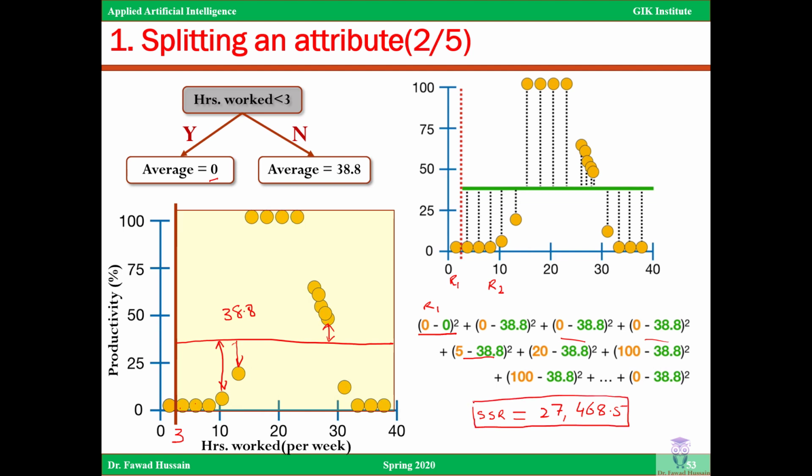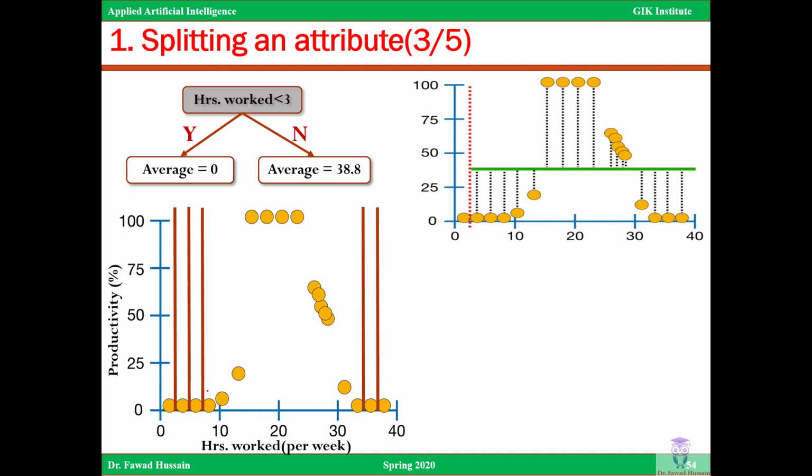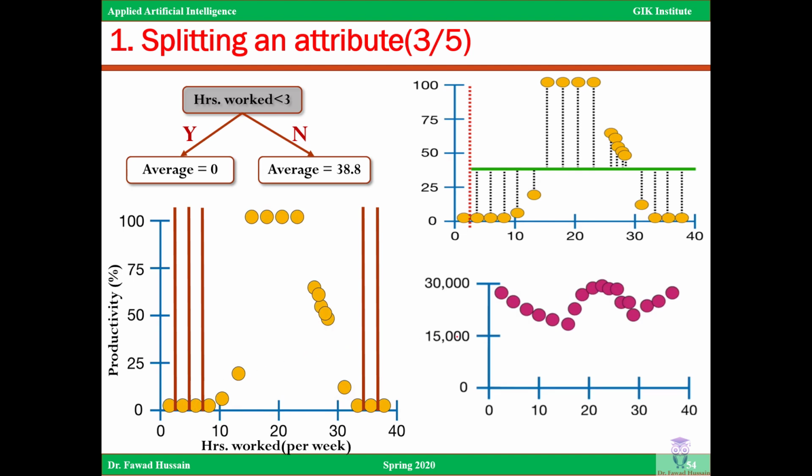So if I calculate this value, this is the value I get when I use 3 as a split. So hours worked is split on 3. So I get this value. Now what I can do is try different values. So if I use 3 and then all possible other values, for each value I can make a graph.